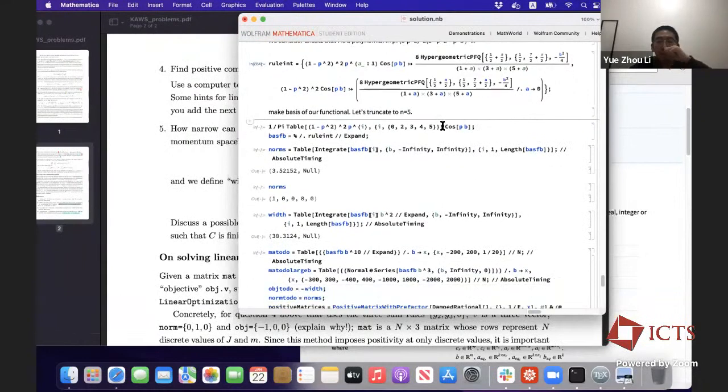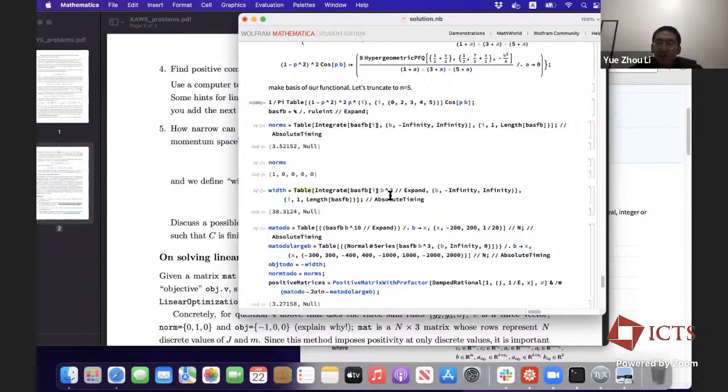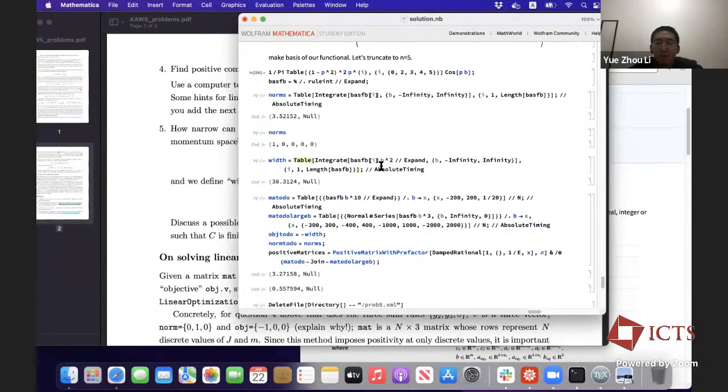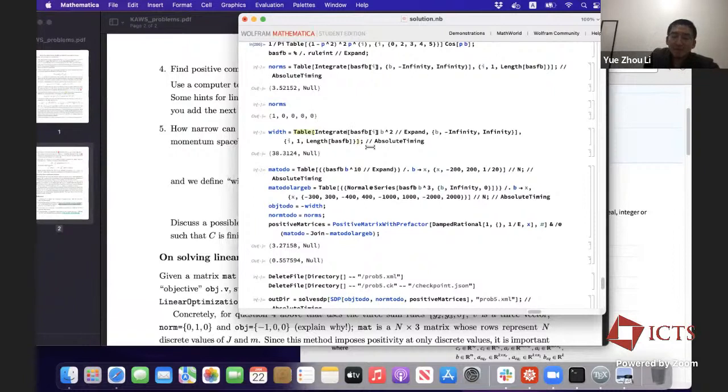So as you do so, of course, you have to normalize it because you have a normalization condition, and you will find as you do so, if you use this basis, the normalization condition is just 1, 0, 0, 0, 0. And then you can define the width. So the width you define is you use your search basis, the functional basis, you integrate against b squared over b from minus infinity to infinity. It will take a bit long time, so I'm not running it here. But the idea is that as you have this, you can set your problem.